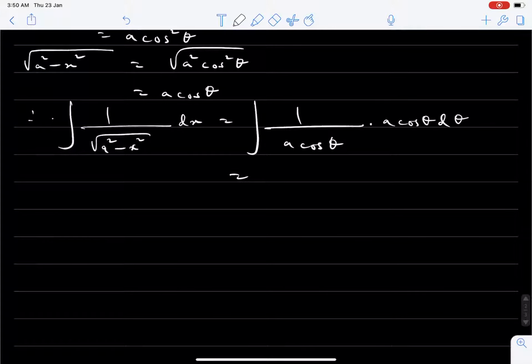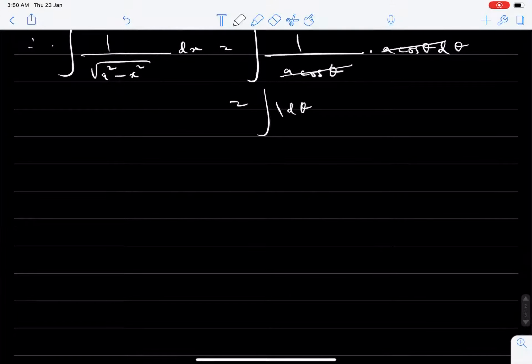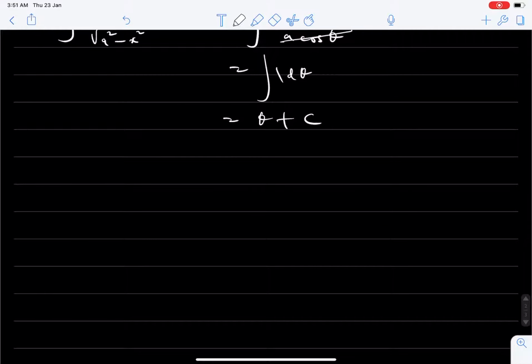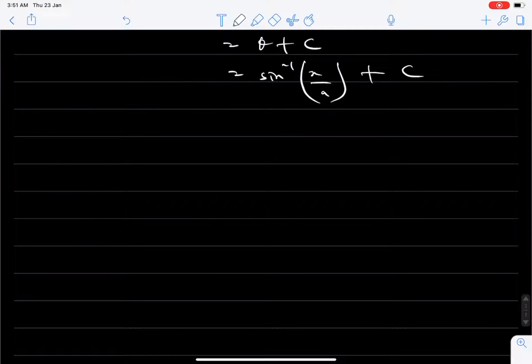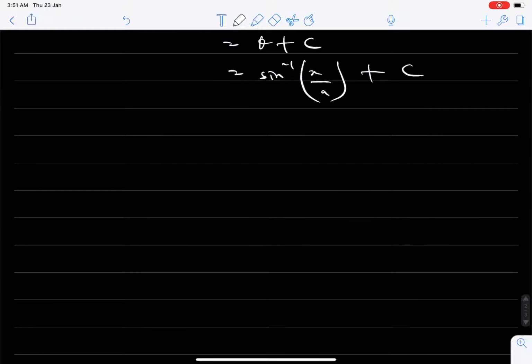And this means a cos theta cancels a cos theta, so we have the integral of 1 with respect to theta, which means theta plus c. And we already know what theta is. Theta is the sine inverse of x over a. So that's sine inverse of x over a plus c. That's it simply. So let's take an example.